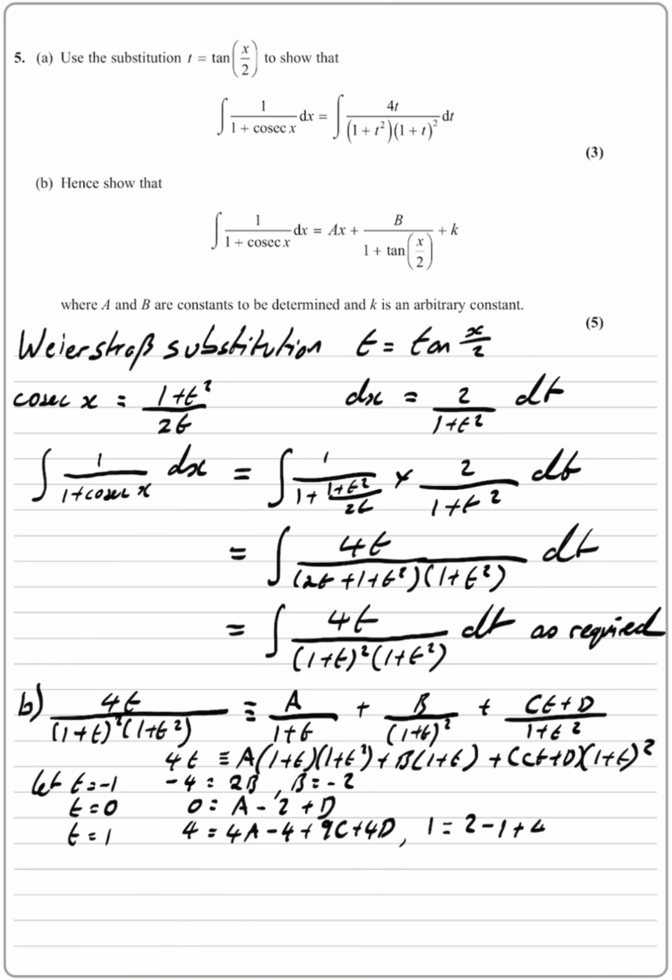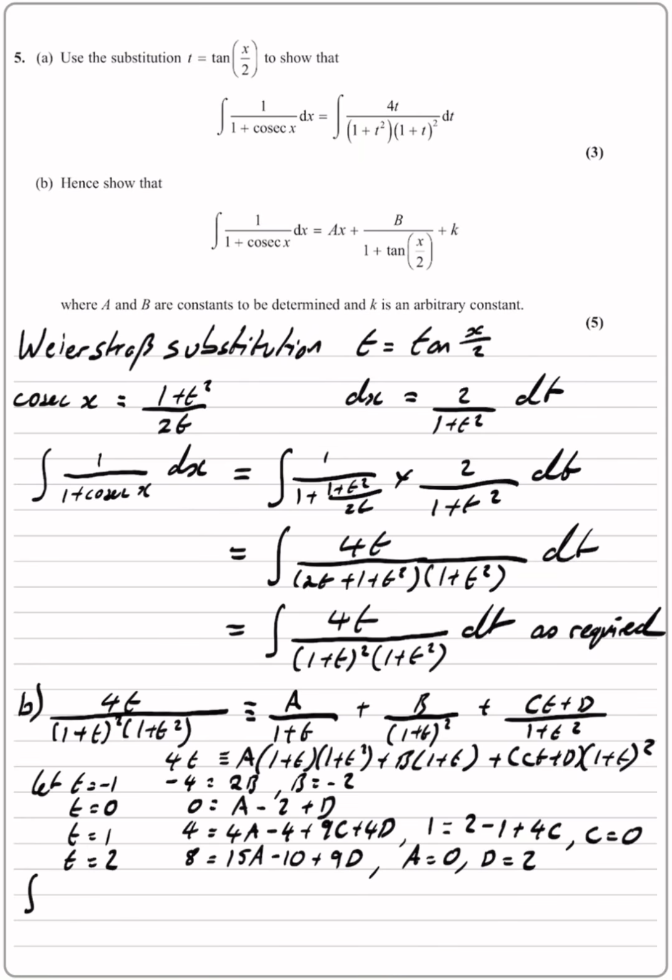And we can solve those simultaneously to deduce that c must be equal to 0. And finally, I've gone for t equals 2. We get 8 equals 15a subtract 10 plus 9d. And solving those, we can get a equals 0, d equals 2.